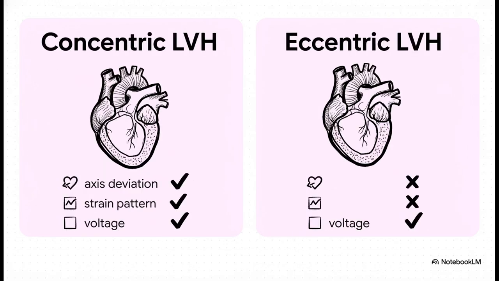And we can get even more specific. It's really important to distinguish between two different types of LVH. First, there's concentric hypertrophy, which you get from pressure overload.